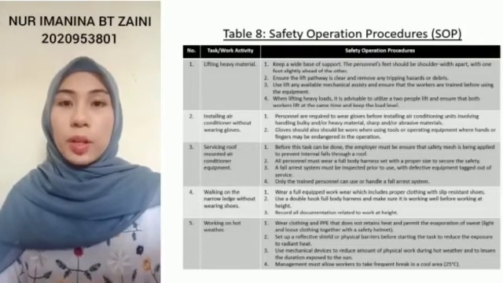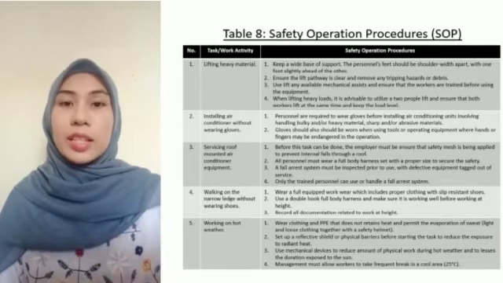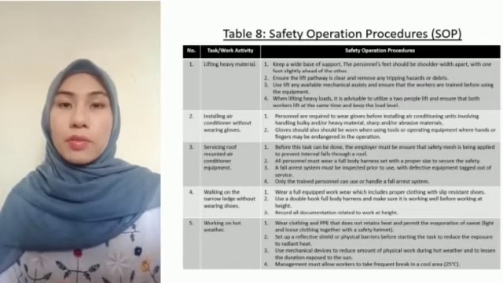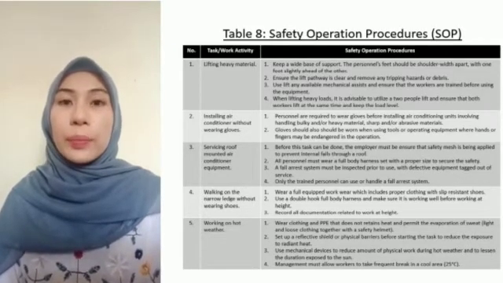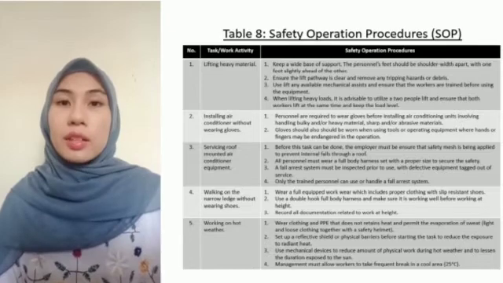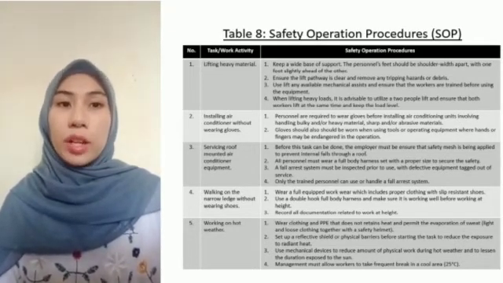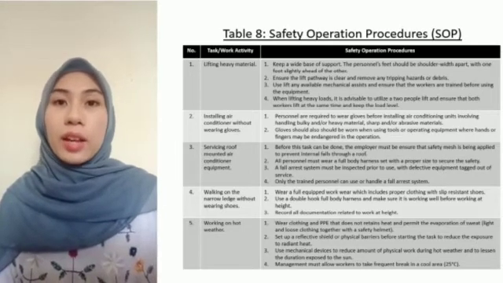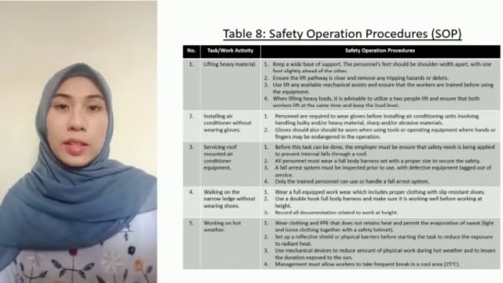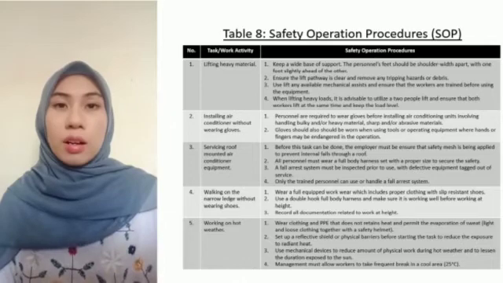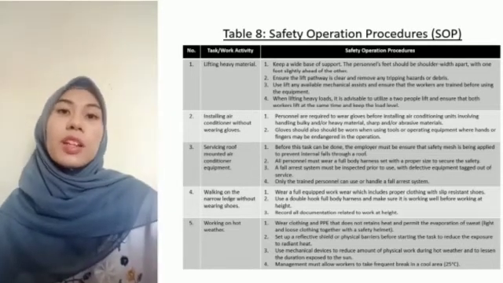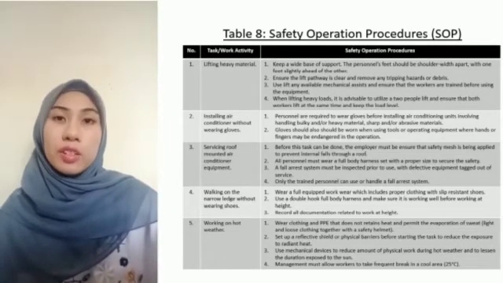Moving on to the SOP of the HVAC engineering, the first task we have is lifting heavy material. For this task, first thing first, the workers need to keep a wide base of support, and ensure that the pathway is clear of any tripping hazards and debris. Next, the workers must use a mechanical lift if available, and the workers must be trained beforehand before using the equipment. When lifting heavy loads, it is advisable to use a 2-people lift and make sure that the loads are lifted at the same time. So let's move to the next task, which is servicing roof-mounted air conditioner equipment.